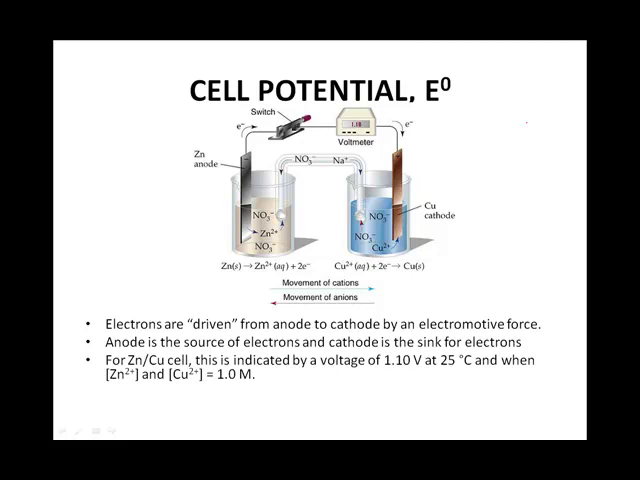In this case, we have a zinc-copper voltaic cell, where zinc's the anode, copper is the cathode. And we indicate that we're actually getting 1.10 volts for this reaction. In other words, that is how much movement we're getting from these electrons, which are powering this battery in this sense.